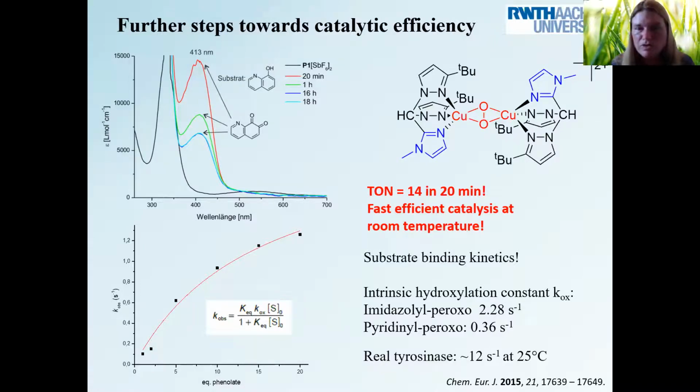It's important to note that this reaction is happening at -80 degrees. And the real tyrosinase has a constant of 12 per second at 25 degrees. So 2.3 at -80 is not so far away from 12 at 25 degrees. I mean, we are 100 degrees lower in temperature. So we called it our catalytic vortex.